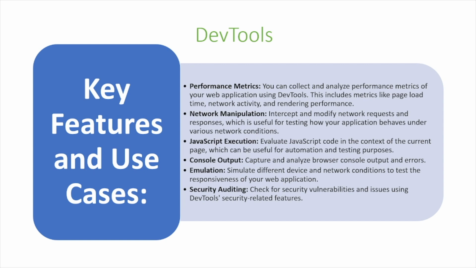You can also use it for network manipulation. You can intercept and modify network requests and responses, which is useful for testing how your application behaves under various network conditions. You can also use DevTools for JavaScript execution, so you can evaluate JavaScript code in the context of the current page, which can be useful for automation and testing purposes. You can also use it for console output, to capture and analyze browser console output and errors.